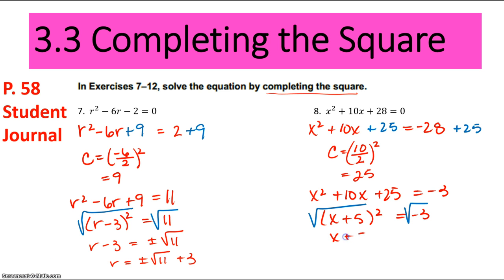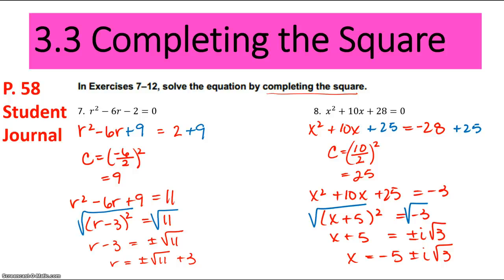So x plus 5 equals plus or minus i root 3. And now I'm going to subtract the 5 over. x equals negative 5 plus or minus i root 3. And that's your final answer. Not so bad, right? So let's do it a few more times, make sure that we're feeling okay with this.